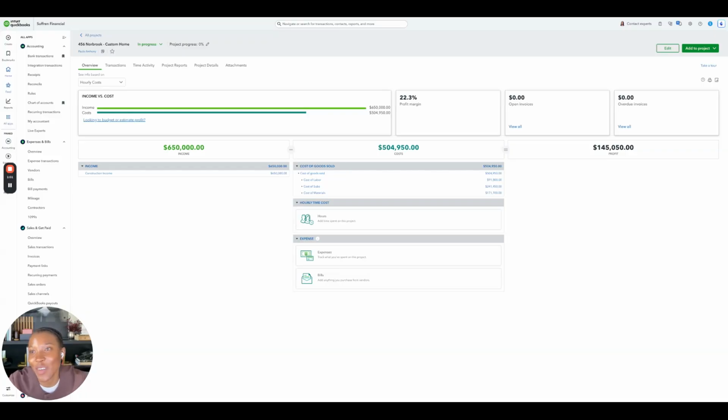So right now we're in 456 Norbrook, which is a custom home project. And we're able to see that we have $650,000 in construction income. We have $504,950 in costs, which leads to a profit of $145,050. Let's take a closer look at our cost of goods sold. So we have cost of labor, cost of subs, and cost of materials.